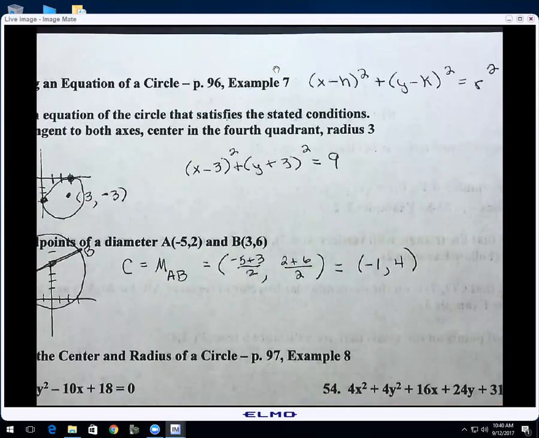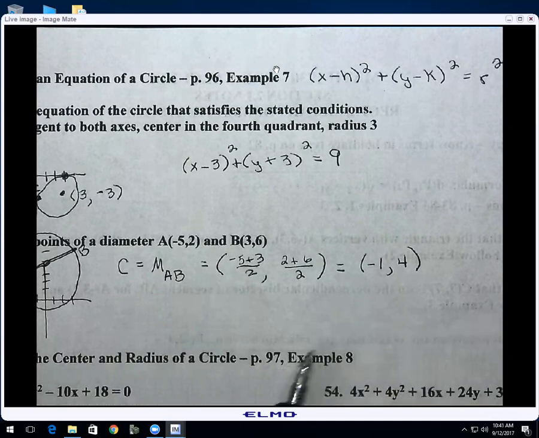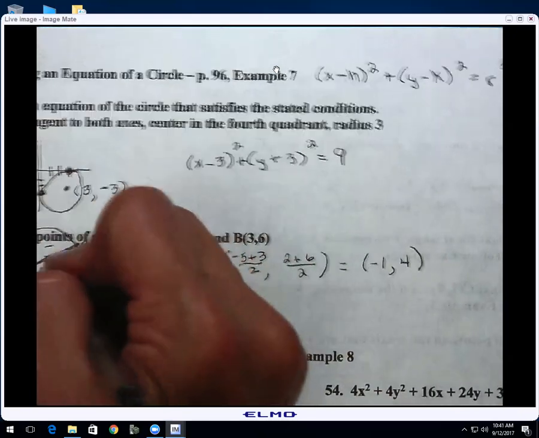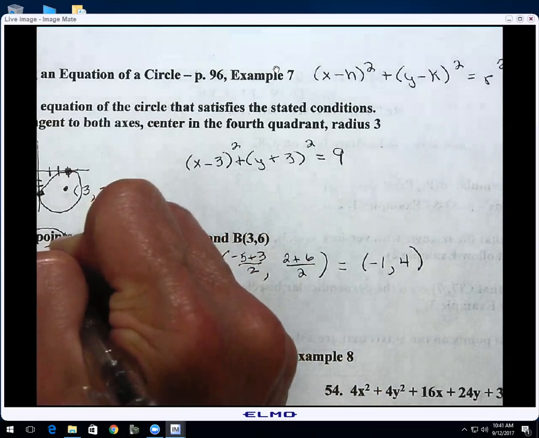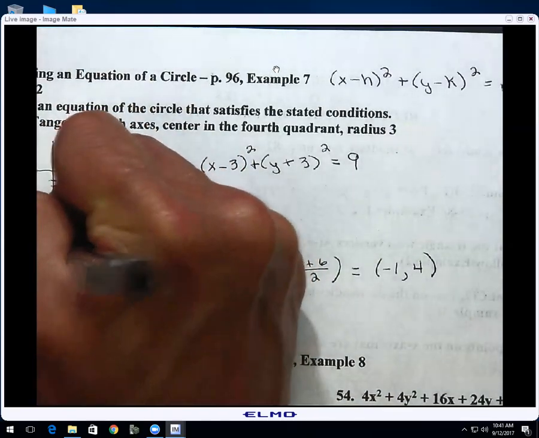You double check yourself every step of the way. -2 divided by 2 is -1, 8 divided by 2 is 4. The center of that circle is -1, 4. Hey, I didn't miss it by much. It's like right here instead of right on the y-axis, but it's right about here.